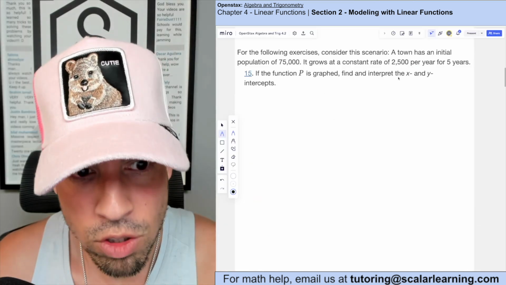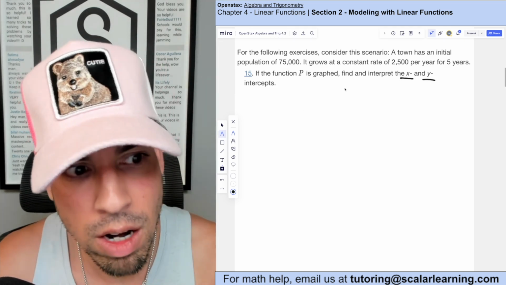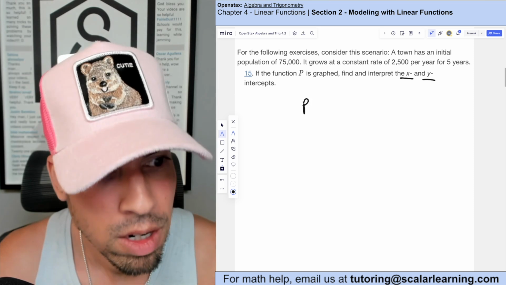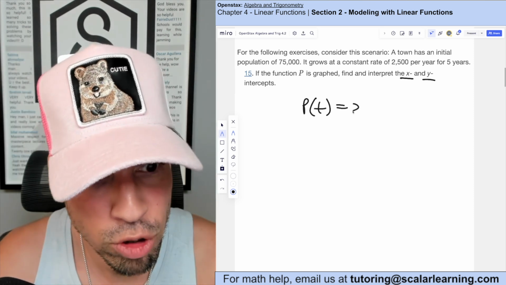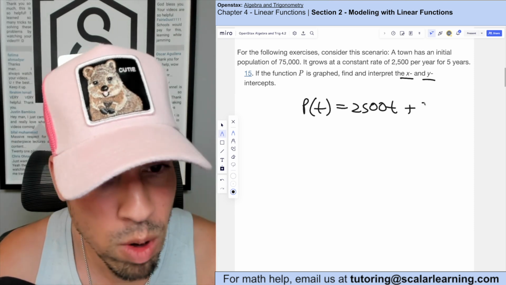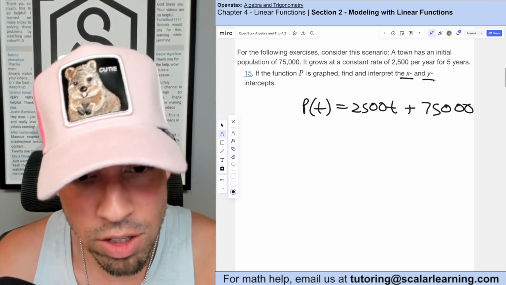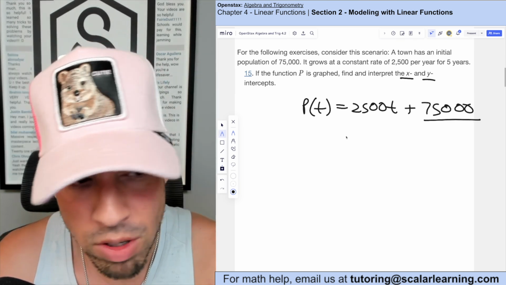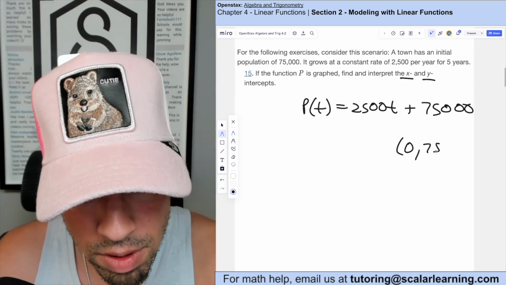If the function p is graphed, find and interpret the x and y-intercept. So I'm going to bring up that function again of p, which is described up here, which is p of t equals my slope, which is 2,500 times the variable t, plus my initial value, my y-intercept of 75,000. So if we're trying to find the y-intercept first, that's readily apparent here. That's the initial value. So the y-intercept is 0, 75,000.